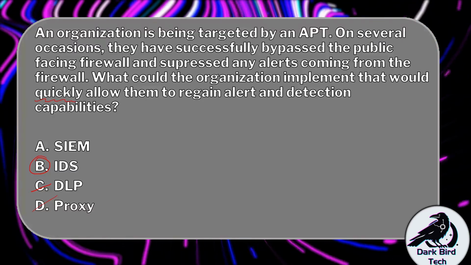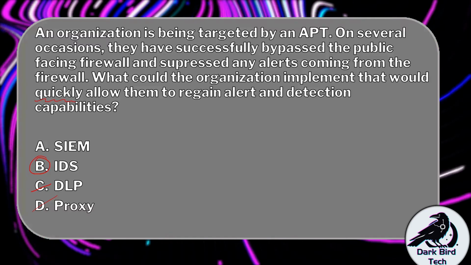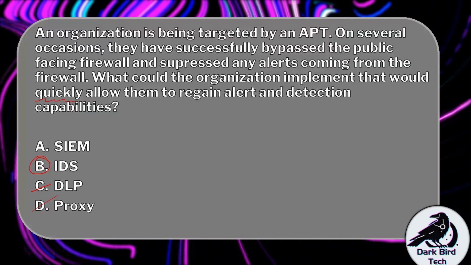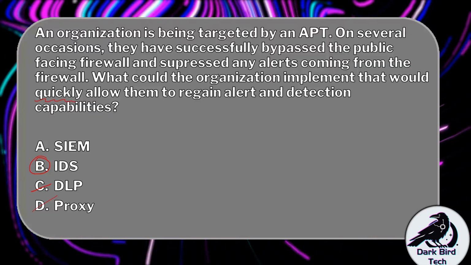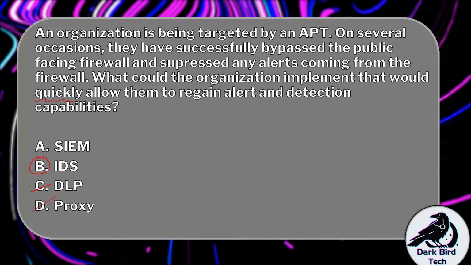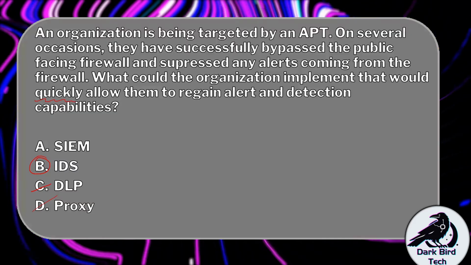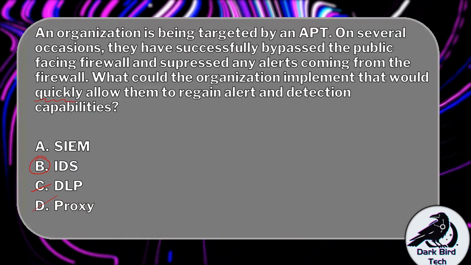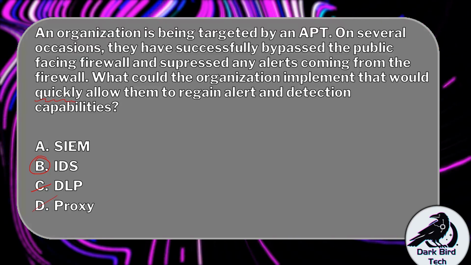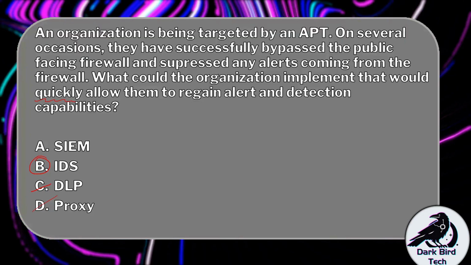Deploying a SIEM, yes, would definitely give you better alert and detection capabilities. But for a SIEM to truly start showing value, it takes a long time to refine the alert criteria and get it working the way you want it to. And this organization is being targeted by an APT, and they're not going to pause so that you can implement your SIEM and refine it. They're going to keep going at you. So the IDS seems to be the quicker way to regain that alerting and detection capability.